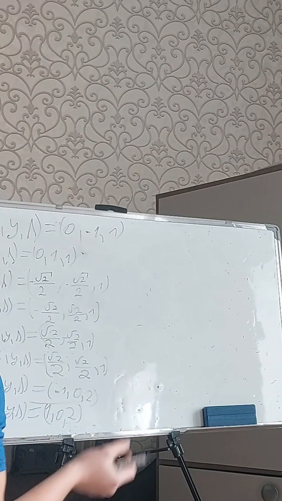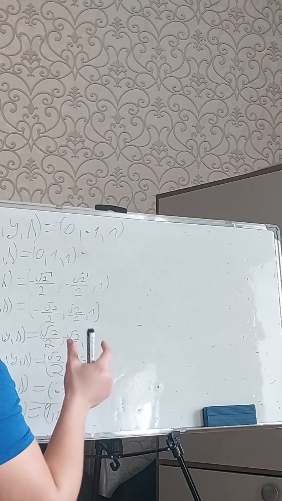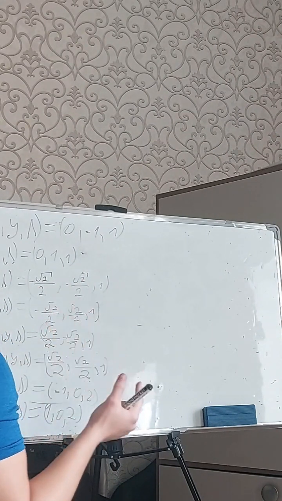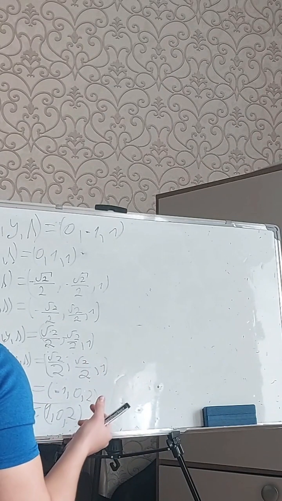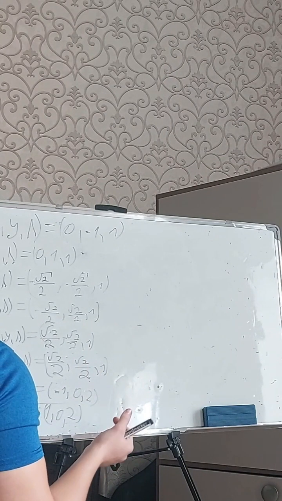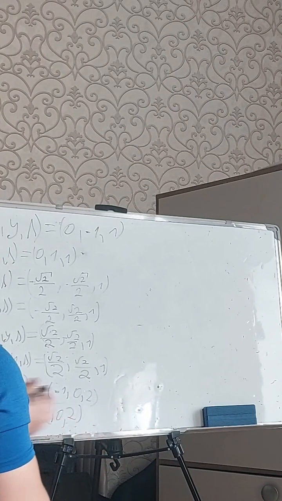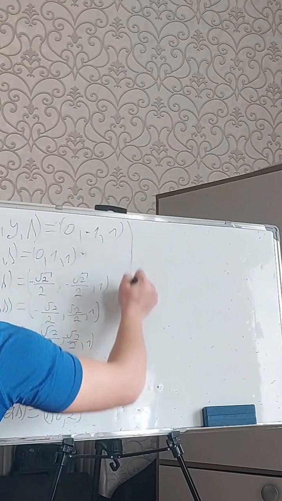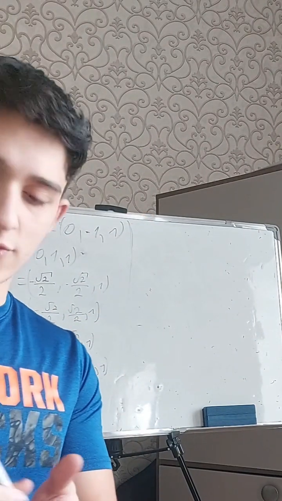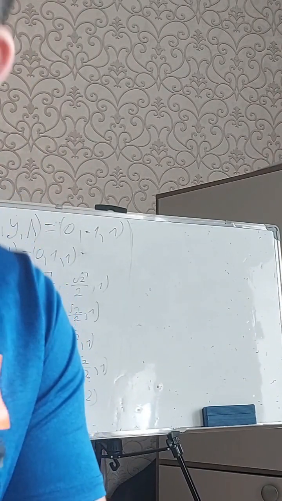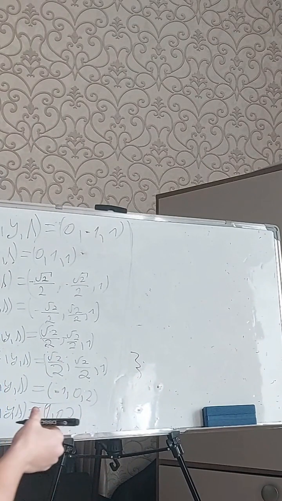The next step is to plug these x and y values back into the original function f(x, y) and determine the corresponding function values, which will tell us whether each point is a maxima, a minima, or a saddle point. For this, let me write this. Let me take another marker.